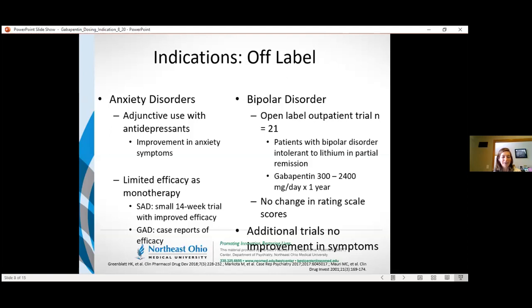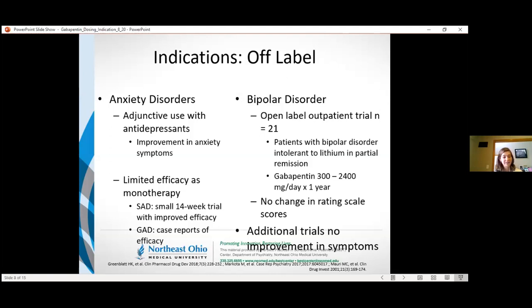The off-label part that got gabapentin in trouble and probably started its bad name initially, or negative perspective, is its use for bipolar disorder. After it was approved for epilepsy, it was promoted for the off-label use as a mood stabilizer in patients with bipolar disorder. It could be titrated quickly. It tends to be sedating, so it was thought that it could be really beneficial for patients with mania.